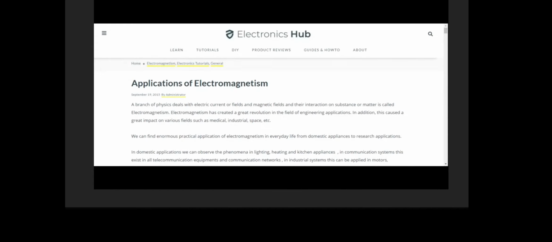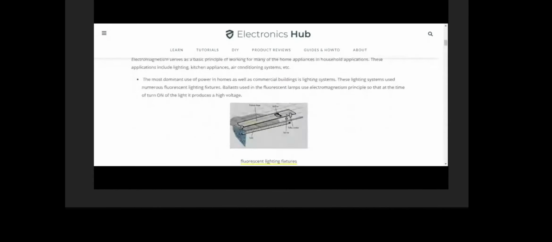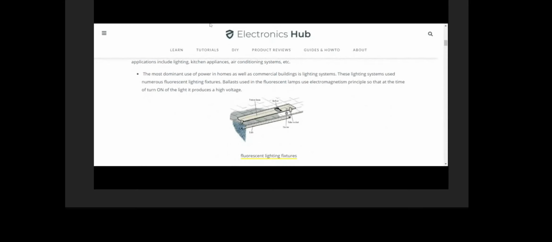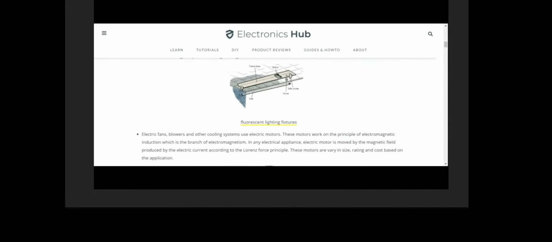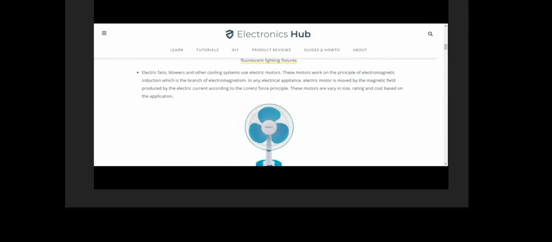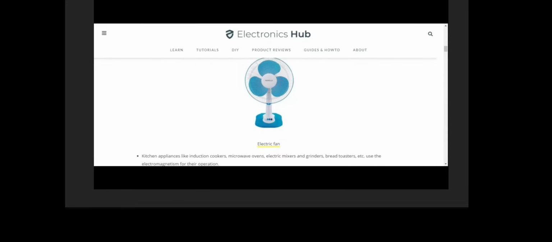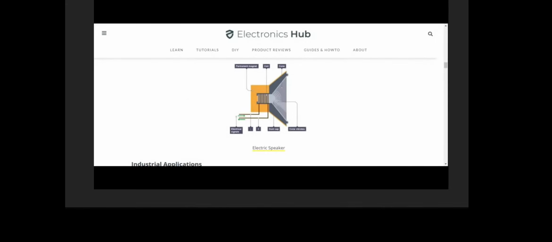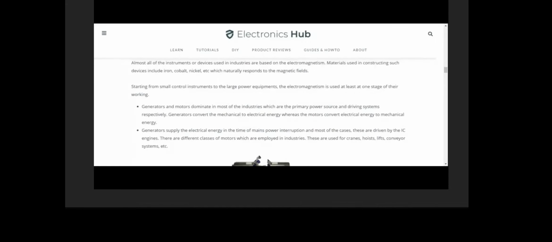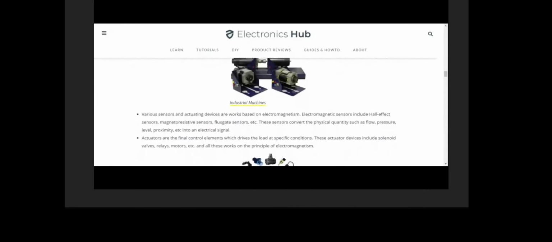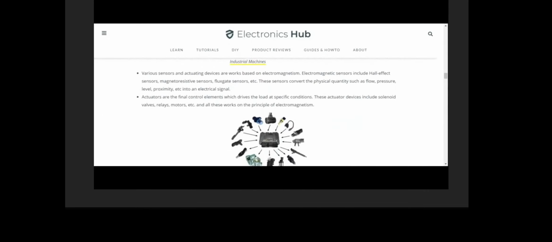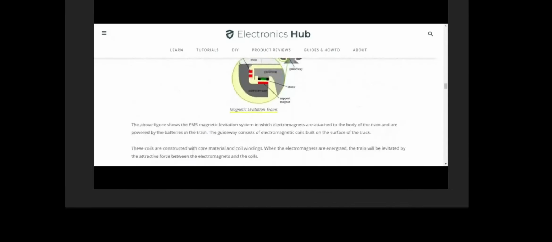All right, so this link, let me just share it with you so you can have it on your side. All right, there you go. This link gives you a little bit more in depth. So you see you have your motors, and motors are in fans and any cooling system. Electric bells, your speakers, so your headphones that somebody said. For industrial uses, using sensors. All these are just uses of electromagnets.